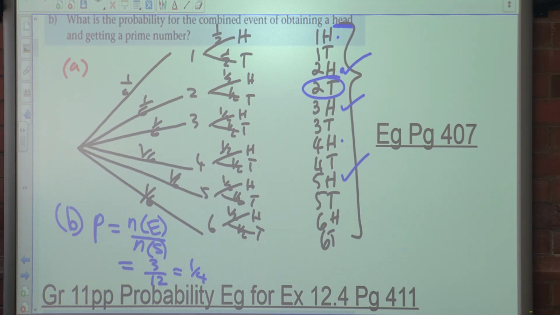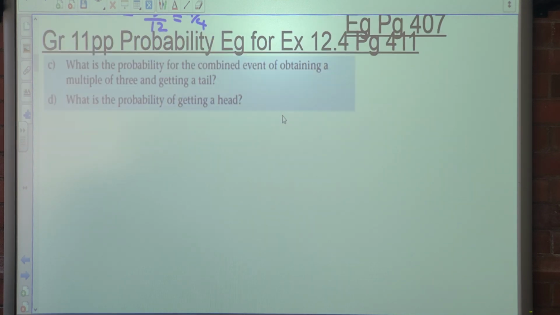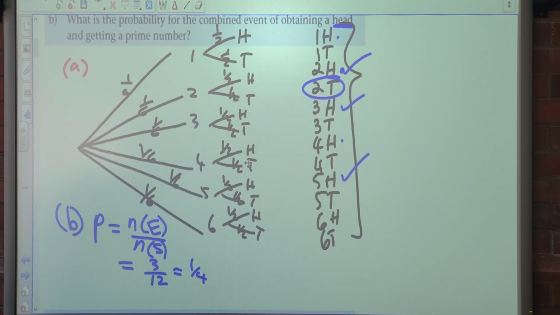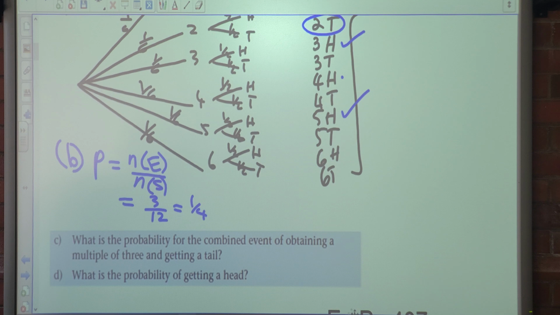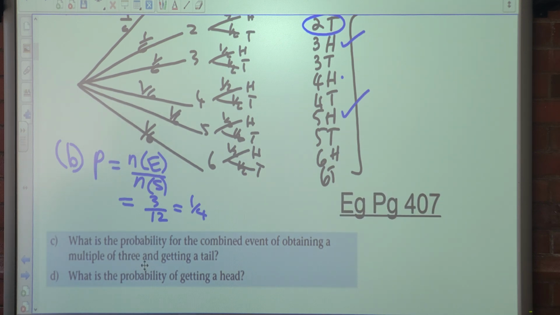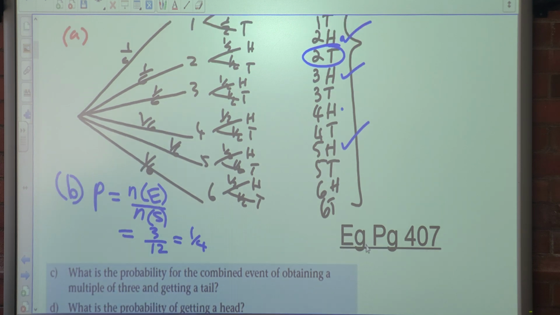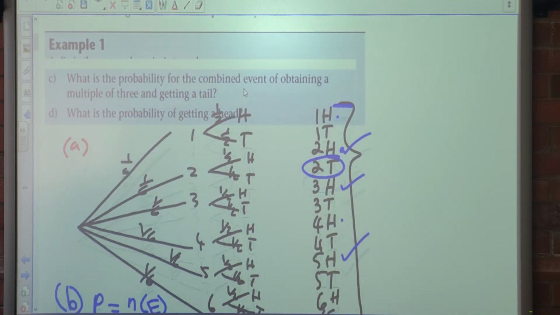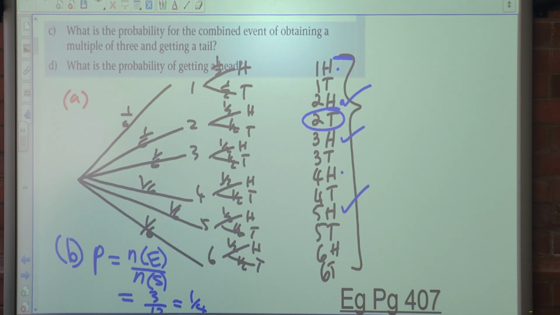Alright, so let's go to the next question. No, this is still part of this. Sorry, C. We are told: what's the probability of the combined event of obtaining a multiple of 3 and getting a tails? A multiple of 3 and getting a tails.